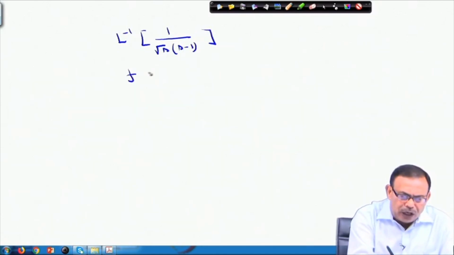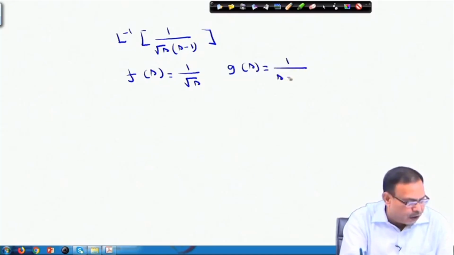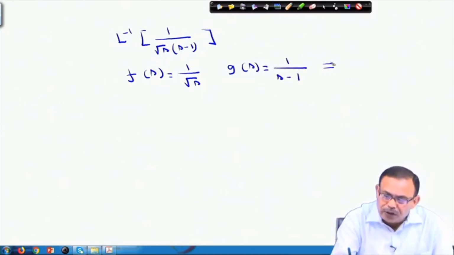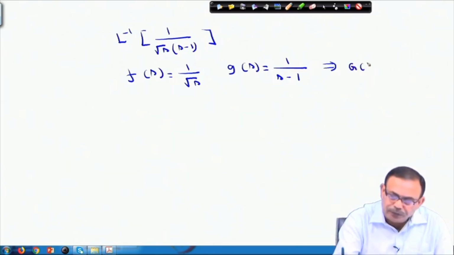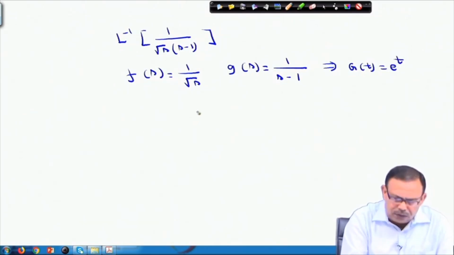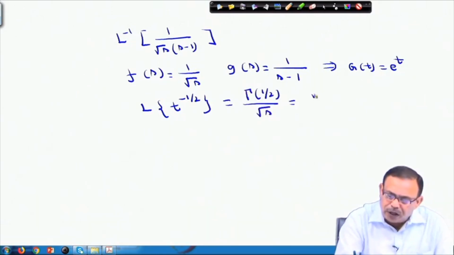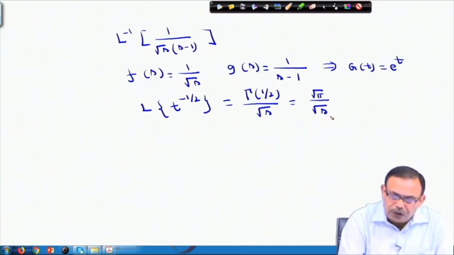Now, we are assuming that F(s) equals 1 by root s, G(s) equals 1 by s minus 1, which implies your g(t) is obviously e to the power t. And also you know that the Laplace transform of t to the power minus half equals gamma half by root s, which is nothing but root pi by root s. So, therefore, from here f(t) also you know.